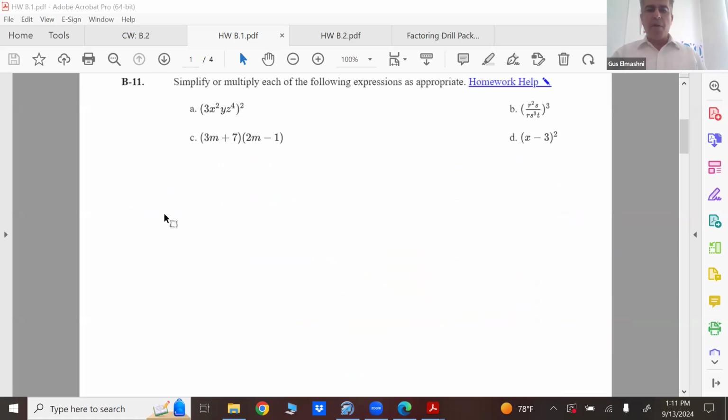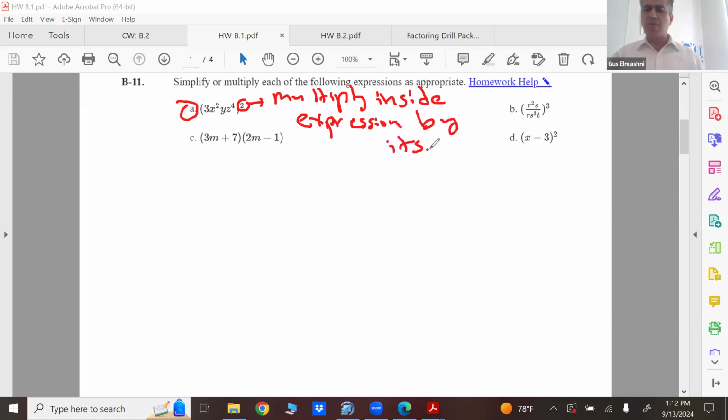Okay, B11. For part A, I'm going to be a little bit long-winded about it because I think it's important to understand what this really means. So (3x^2 y z^4) squared. That square on the outside means you want to multiply the inside expression by itself. That's all it ever means. So that's what I'm going to do. And you'll see why I'm repeating these in just a moment.